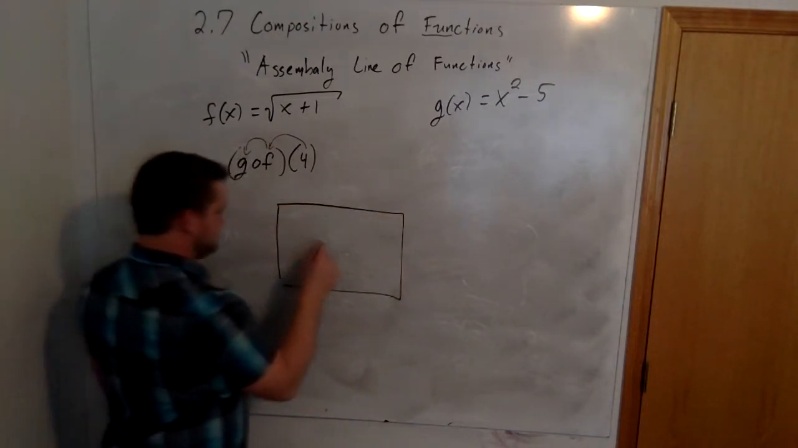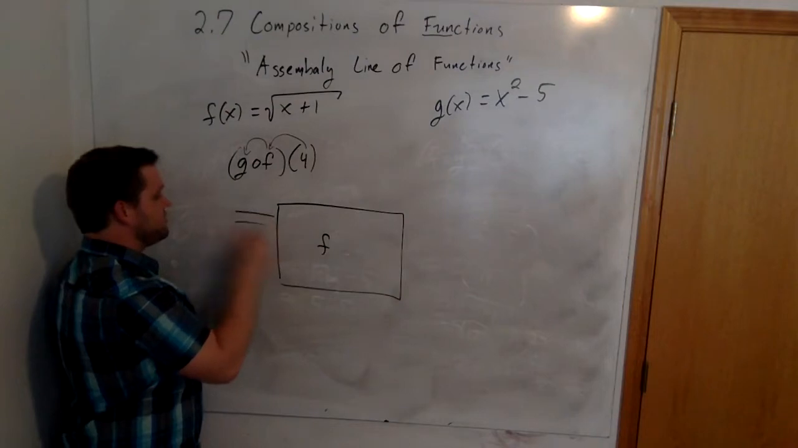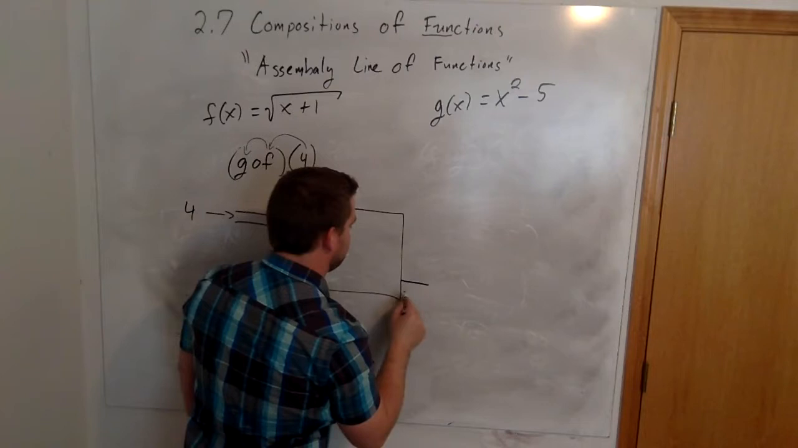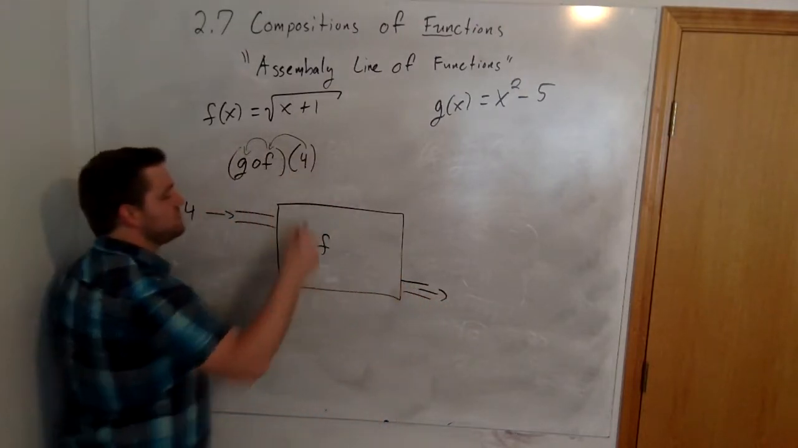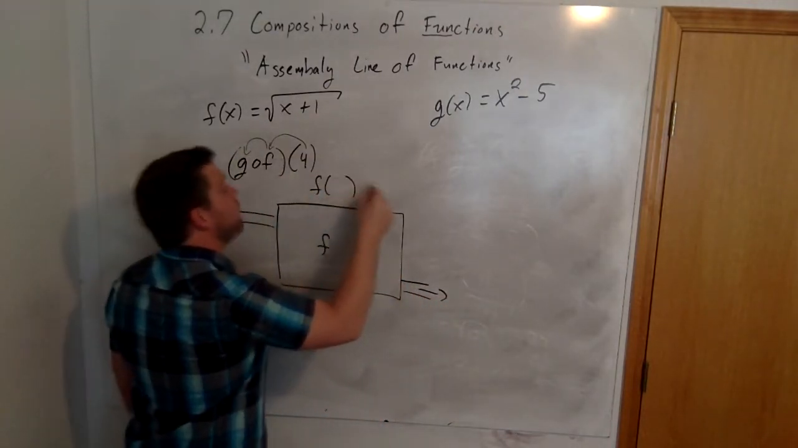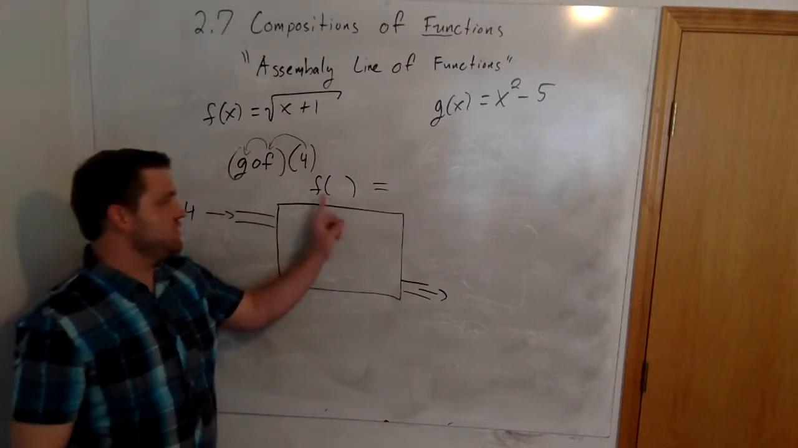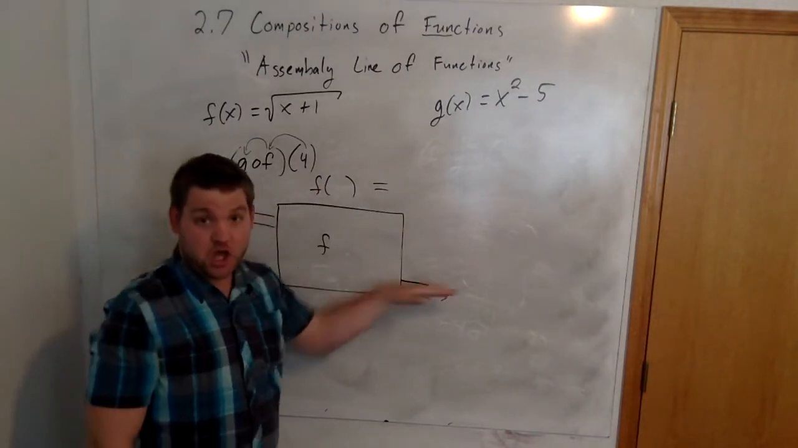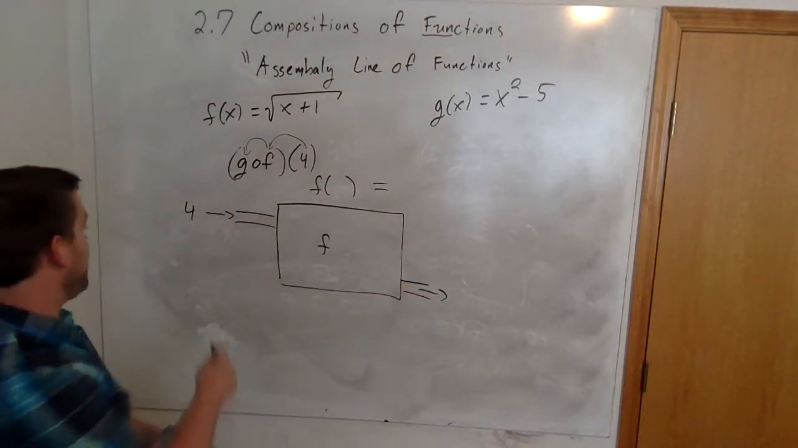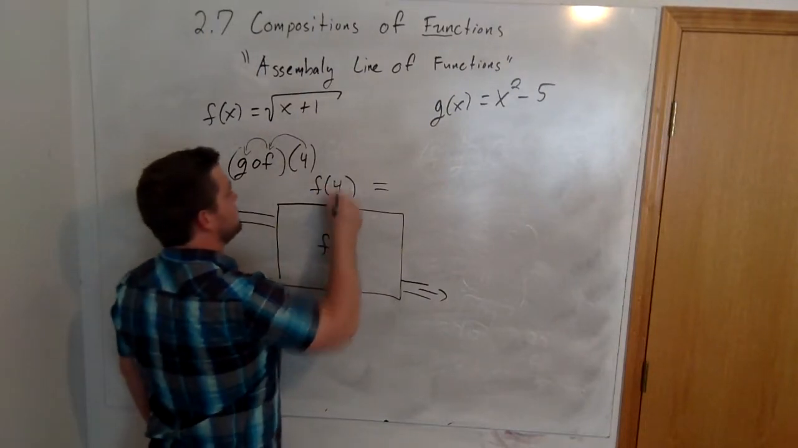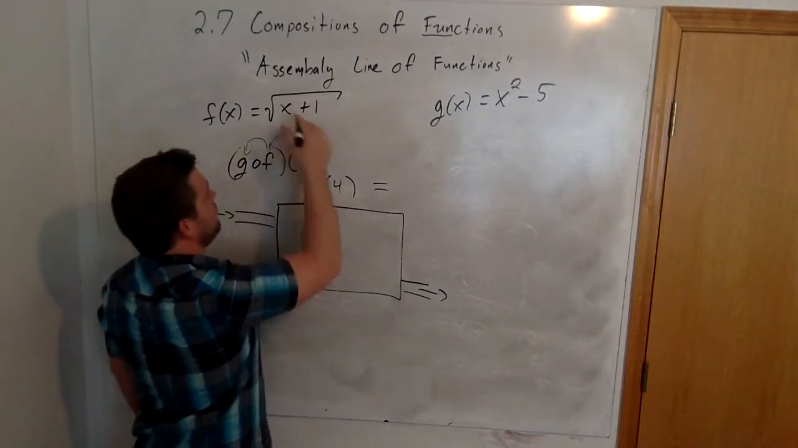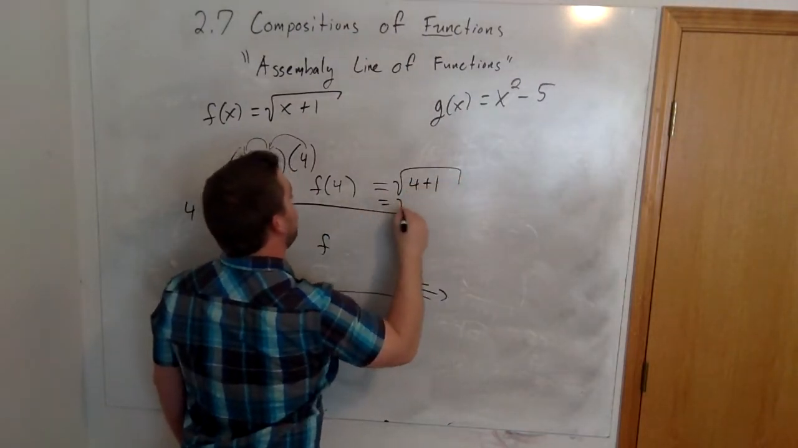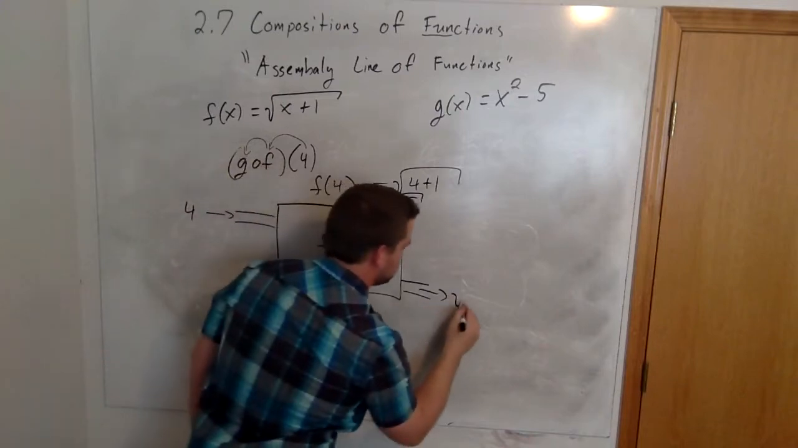g of f of x, what we're going to do is first feed a number into f. So I'm going to plug something into f and we're going to get some sort of output. I always like to think about functions as machines, so this set of parentheses is like where you're plugging the number in, and this equal sign is like it's outputting something. So I'm first going to compute f of 4. Well, our formula is the square root of 4 plus 1, so it outputs the square root of 5.